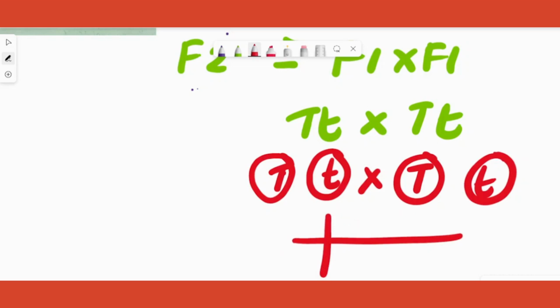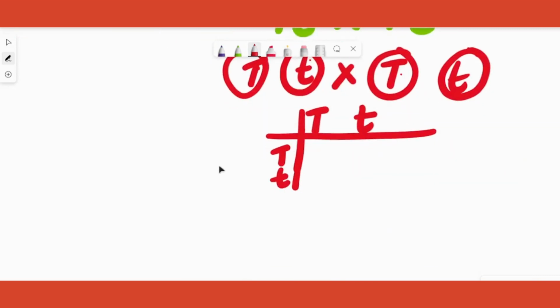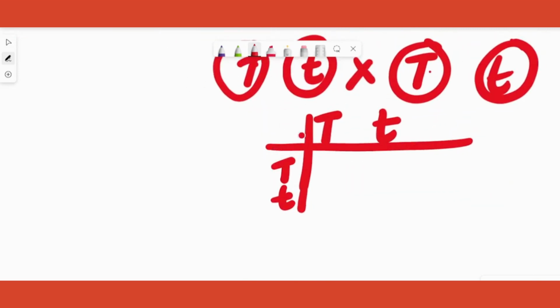You are going to place it over here. This one over here. This one over here. And this one over here. Cross. When you cross, what do you get? You get T and T, capital T and T together. And then capital T with small t. Capital T with small t. This and this, 2 small t.